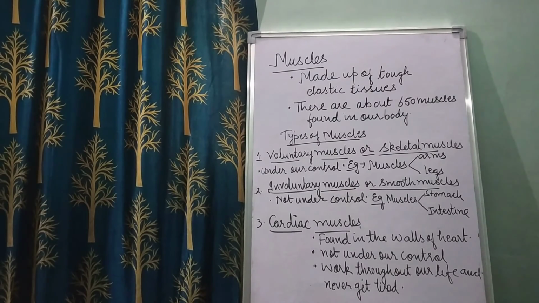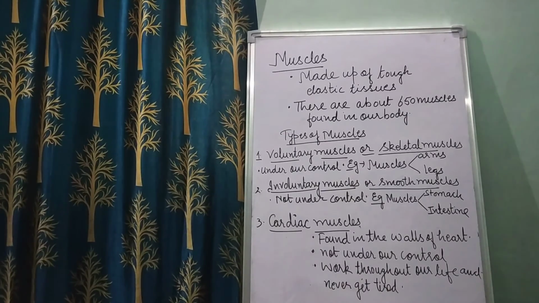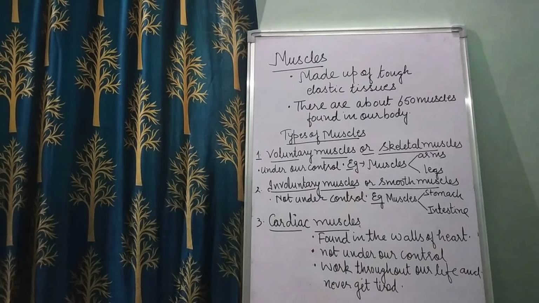Okay, now the third one is cardiac muscles. Okay, now children, the muscles in the heart are the example of cardiac muscles, and we do not have any control over these types of muscles, they work automatically. The cardiac muscles are found in the walls of the heart, and these muscles are not under our control. They work throughout our life and never get tired. So our hearts keep beating, children, automatically, we do not control our heart.